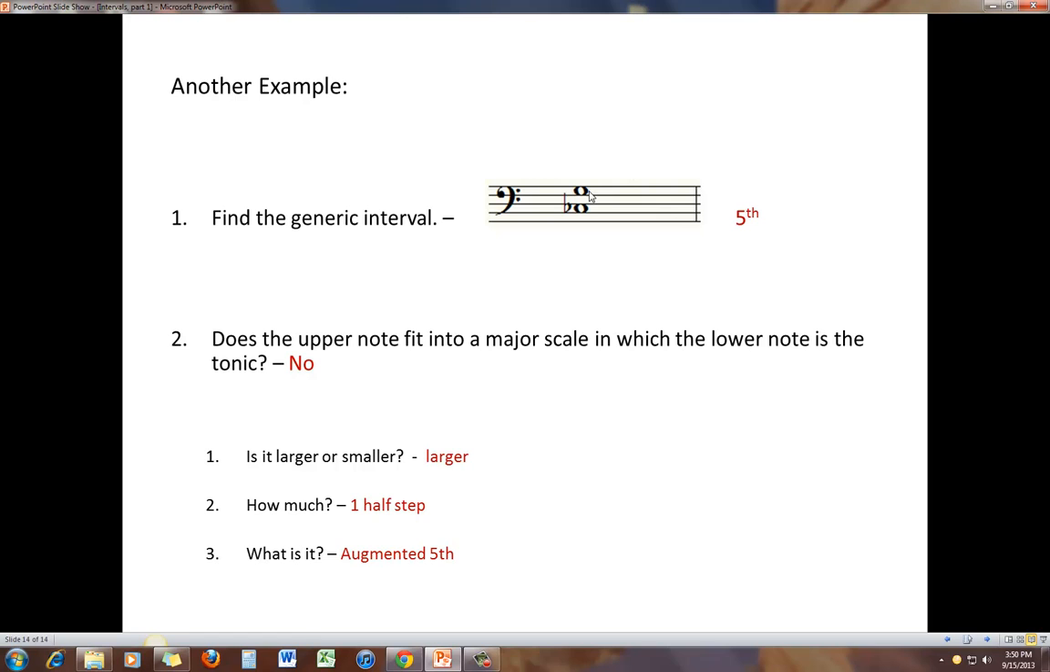No, there's not. Then you ask yourself, is it larger or smaller than perfect? What would be perfect here? C flat to G flat. There's a G flat in a C flat major scale. So C flat to G flat is the perfect fifth. This is larger than a perfect fifth. How much larger? 1/2 step. So this is an augmented fifth.